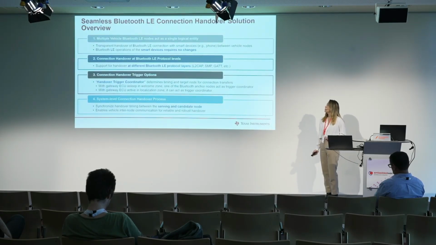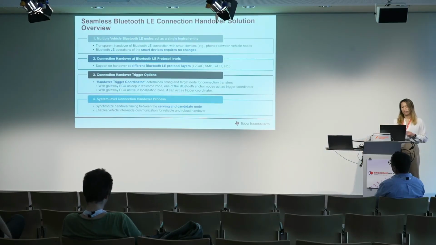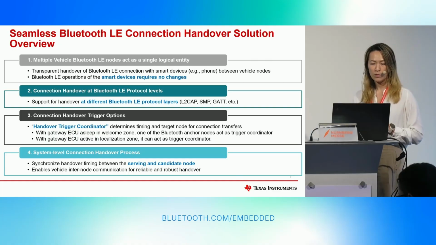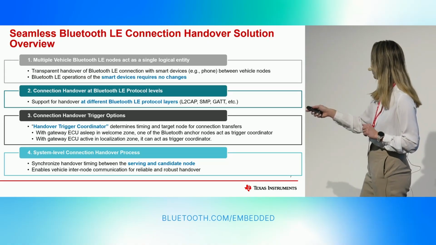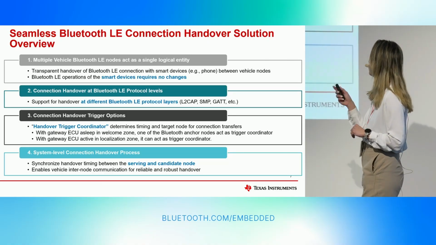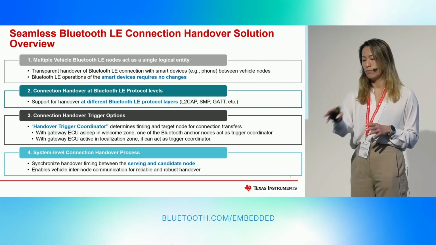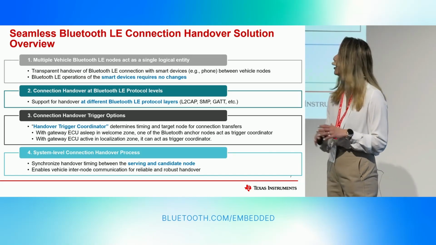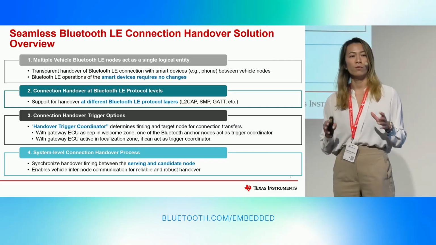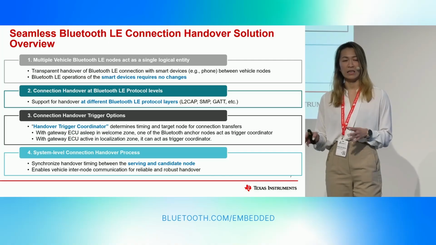Okay. So then we will talk a little bit in detail on what the TI connection handover solution overview and proposal is, right? We will go into details on each point in the following slides. The first thing is that at the critical part, all the vehicle nodes, right? You have more than one node on the vehicle. All the vehicle nodes act as a single point. For the phone, it only sees one device, even though you have 5 devices advertising at the same time.